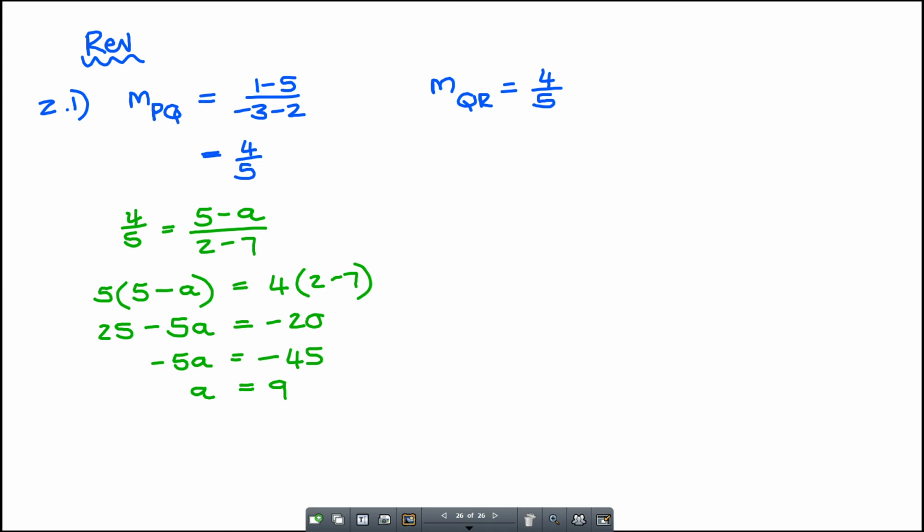2.2. You must show that PQR is 90 degrees. So when that's 90 degrees, or to prove that it's 90 degrees, I need to get the two gradients. And if I take the product of those two gradients and it gives minus 1, then I basically prove that that angle would be 90. Okay.